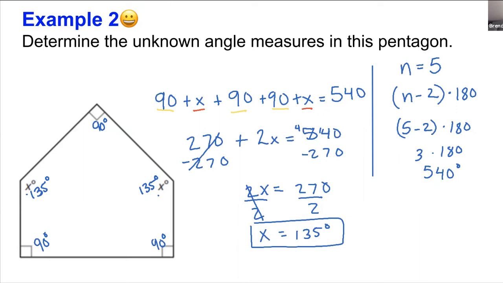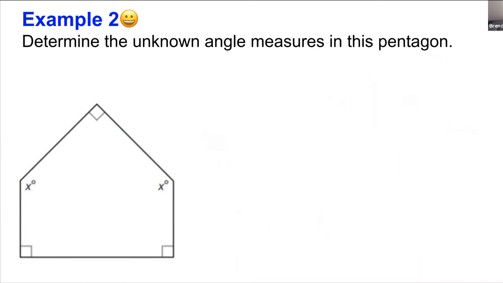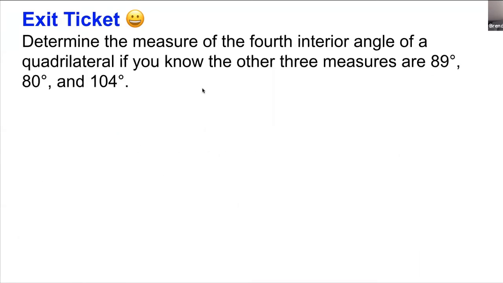Okay, let's go on to the last one, example number 3. This one is your exit ticket. You're going to determine the 4th interior angle of a quadrilateral if you know that the other 3 measures are 89 degrees, 80 degrees, and 104 degrees. So you have to determine the 4th interior angle of the quadrilateral, knowing 3 measurements already. Go ahead and solve this one as your exit ticket, and this will count as part of your class participation and your notes. If you have any questions, don't hesitate in asking me. Thank you.